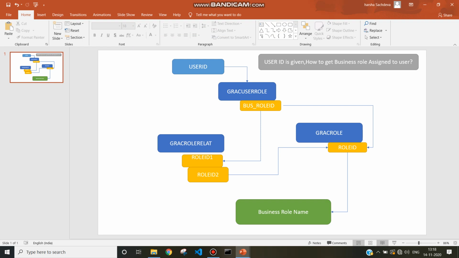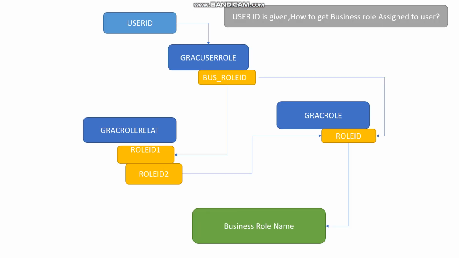In this session, we will discuss one question, that is, user ID is given, how to get the business role assigned to the user. So there are two methods. You can see the flow diagram.